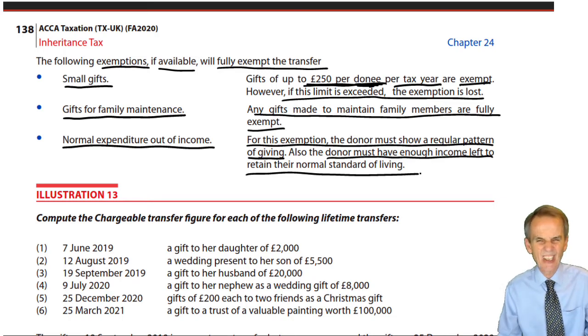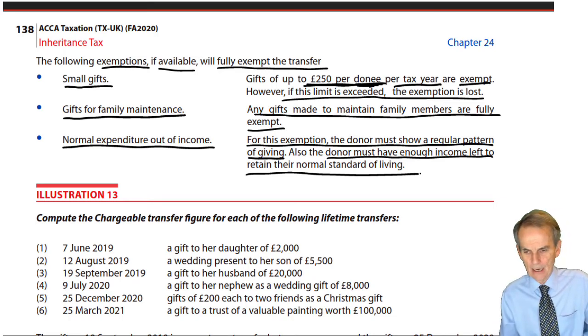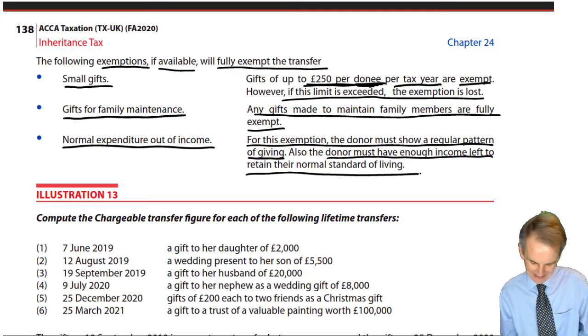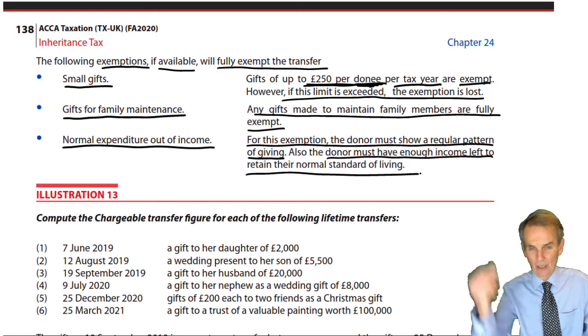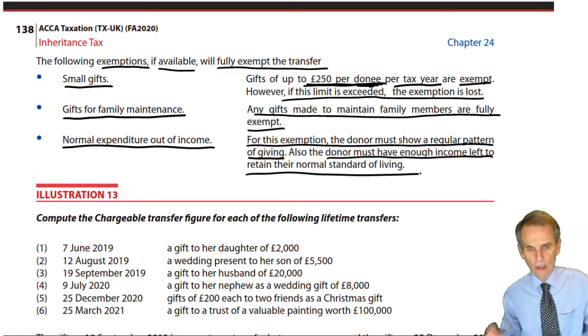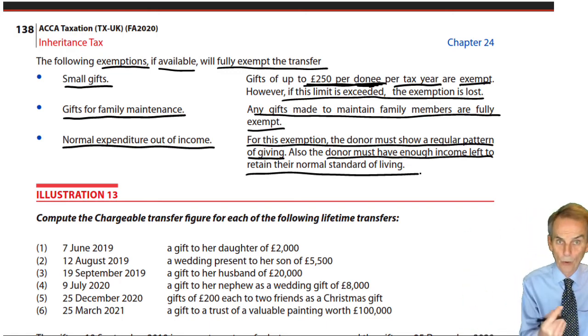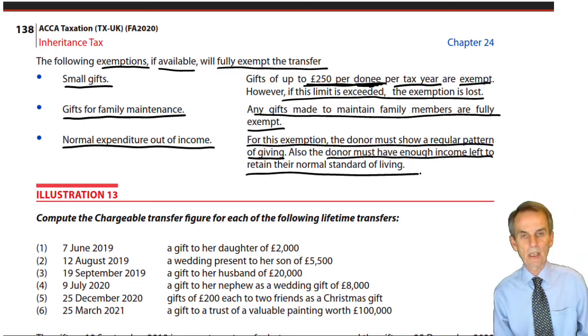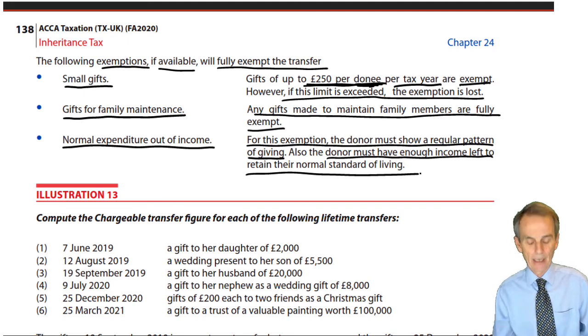It makes it difficult, therefore, in an objective testing exercise, which is likely to be what you've got to deal with here in Section B or in a Section A IHT question. It's difficult to test that particular issue, other than: here's a list and the information supplied is sufficient for one of those on the list to be deemed to be normal expenditure out of income, and therefore it is an exempt transfer.